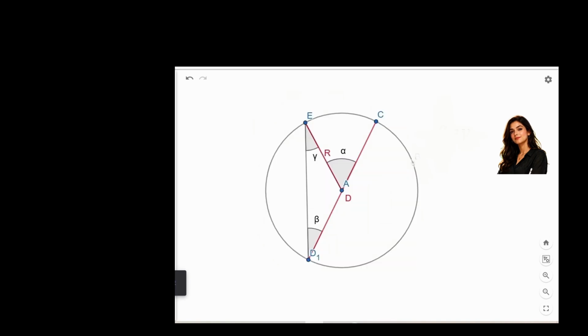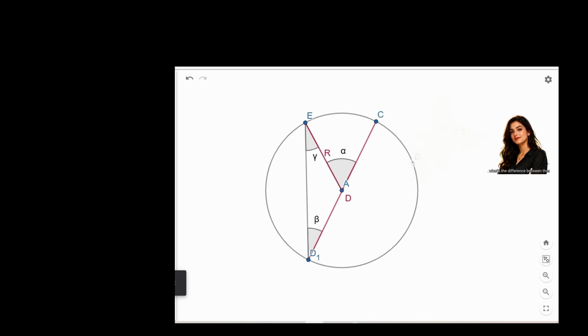Hello everyone. In today's lesson, we're going to learn about central angles and inscribed angles, and discover the relationship between them. Let's start with the first figure. Here we have a circle with radius r. Notice that both angle alpha and angle beta subtend the same arc, CE.